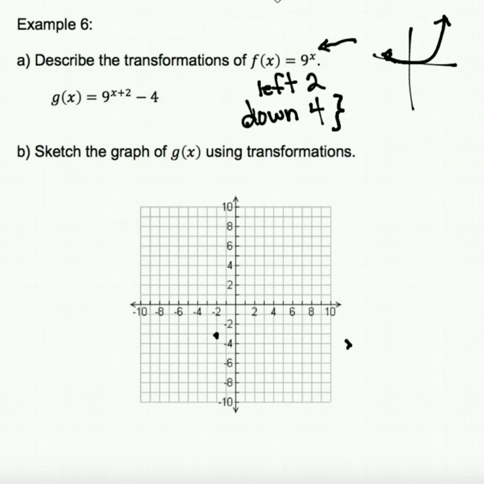No worries. Then what I'm going to do is draw the general shape going through this new point, negative 2, negative 3, with the general shape of what an exponential growth function looks like. So my graph is going to look something like this.